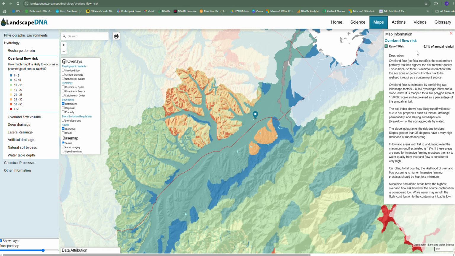If we click on here, we've got quite free draining. So when we've got water running through this flat valley, it's going to go into the soil pretty quickly rather than overland flow straight away.